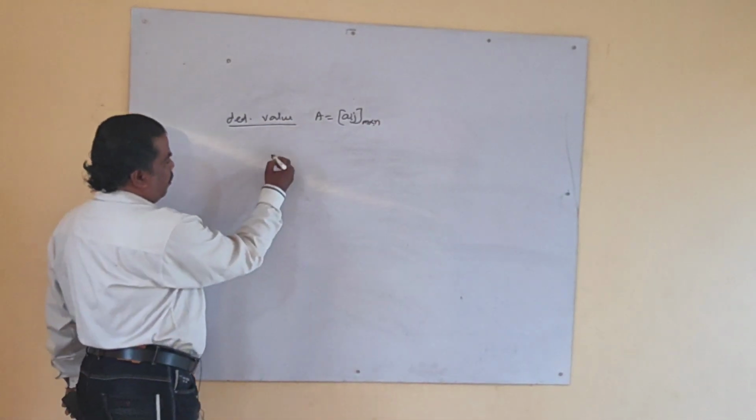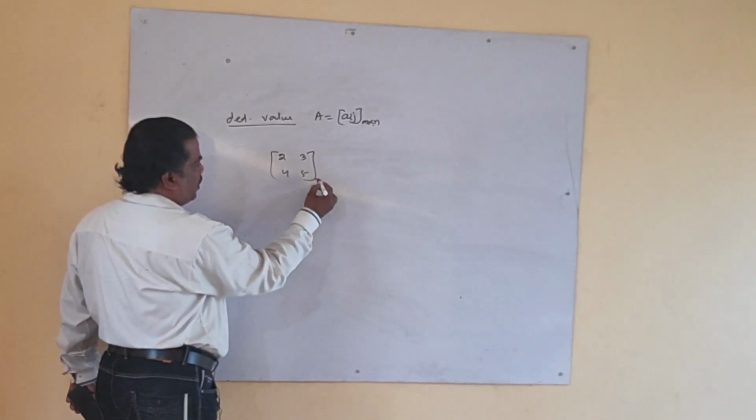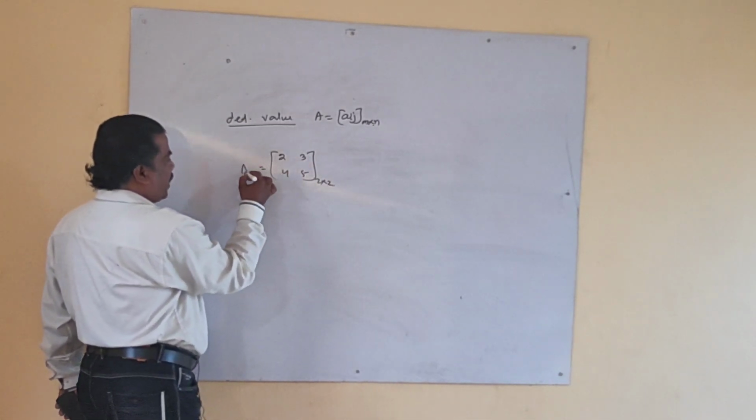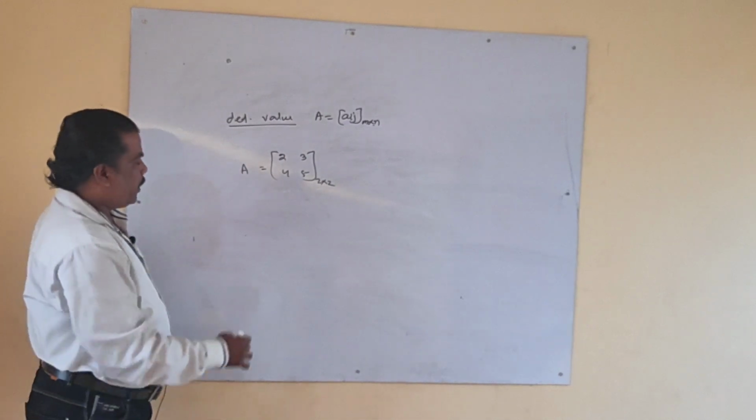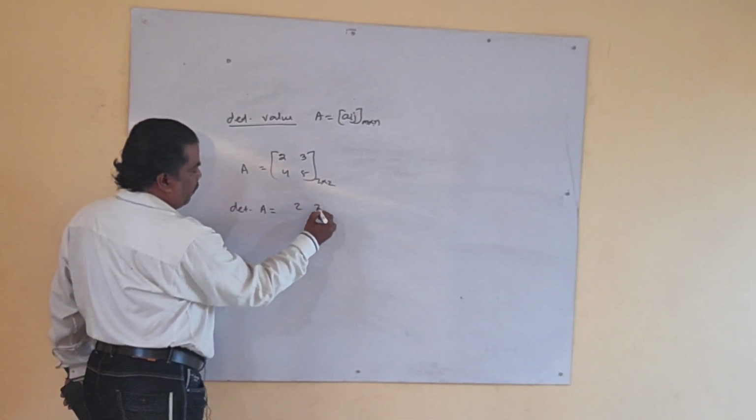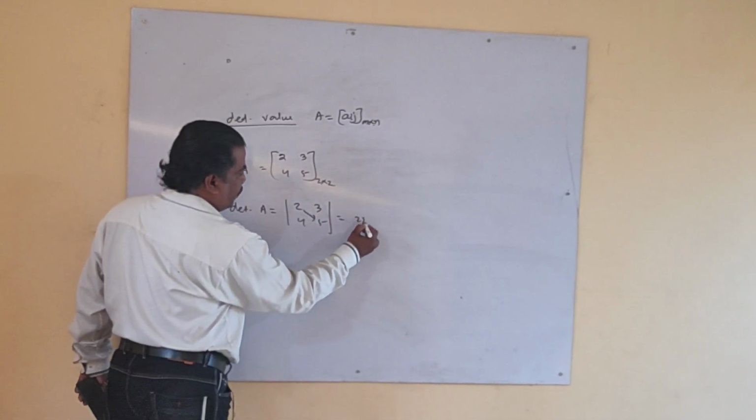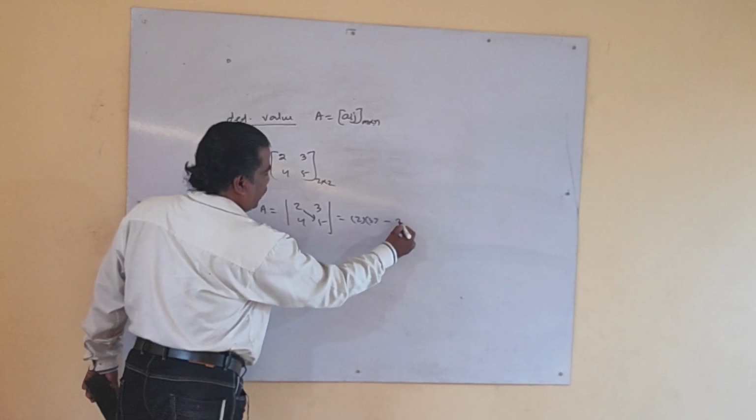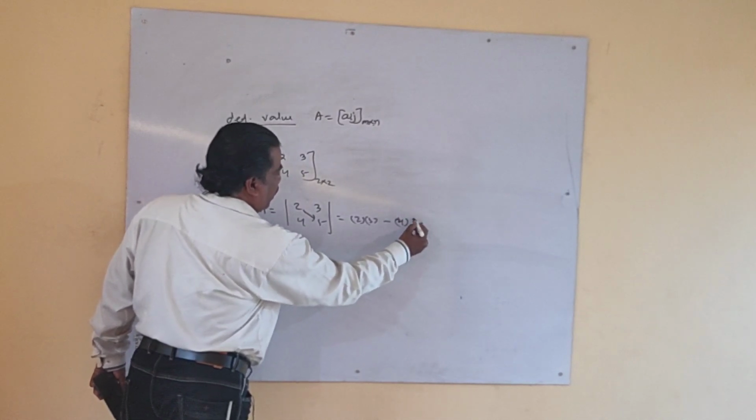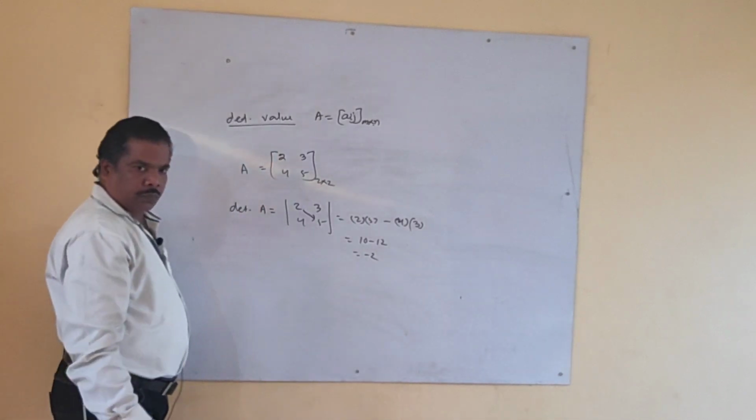Suppose, as for example, a matrix A is equal to 2 3 4 5. It possesses 2 rows and 2 columns. Hence we can find the determinant value. So the determinant value of A, 2 3 4 5, is equal to 2 into 5 minus 4 into 3. That is equal to 10 minus 12, which is minus 2.